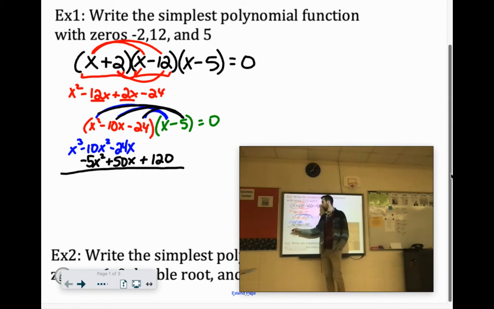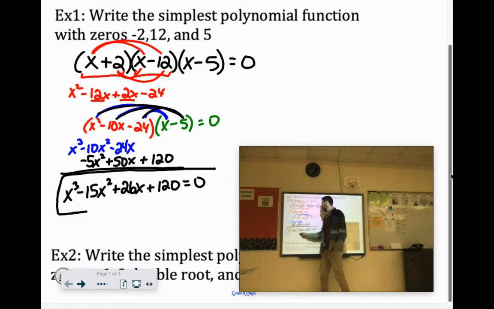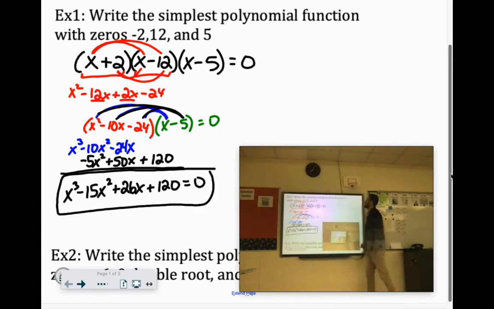So if we combine our like terms, we have x to the third power, -15x to the second power, 26x plus 120 equals 0. This would have been our simplest polynomial function there. All right. So again, figure out the zeros, multiply them, and you're done. Combine your like terms too.